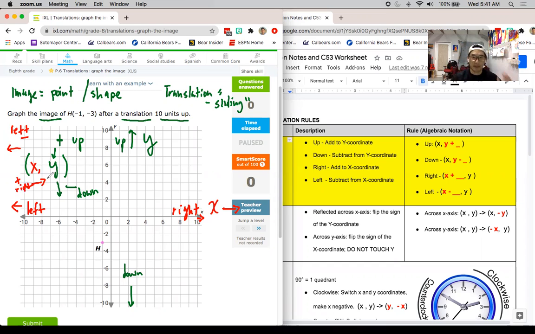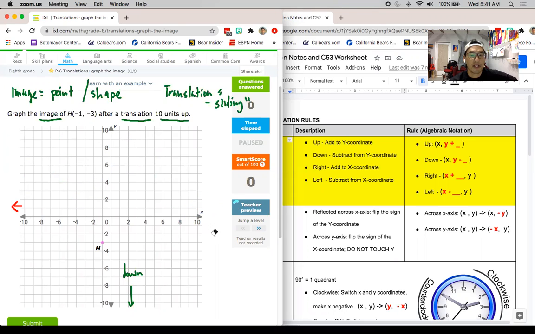Okay, there's a lot of scribbles up there. Let me just clean this up, and we'll just go through a few examples so this all starts to make a little more sense. Erase, erase, erase. All right, so here we go. Our point is at -1 and -3 on the y. So my coordinates are -1, -3. That's where H is, and I'm going 10 units up.